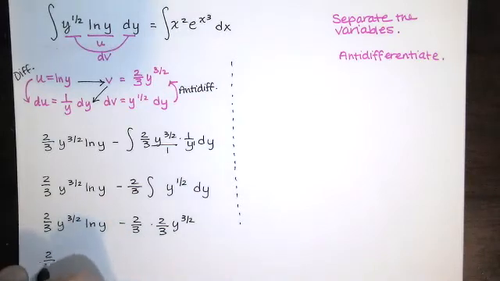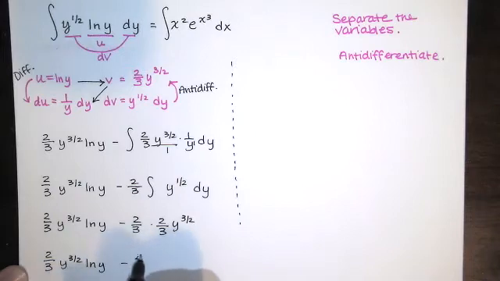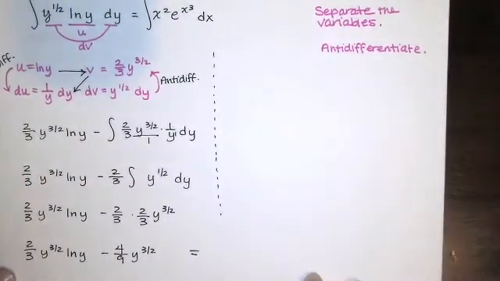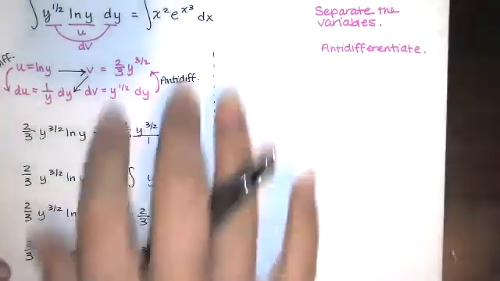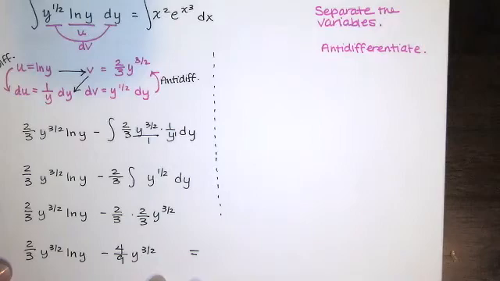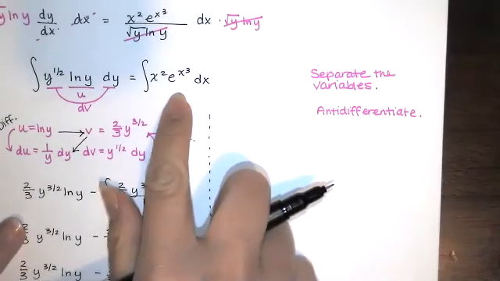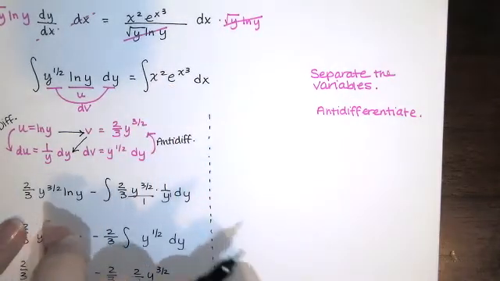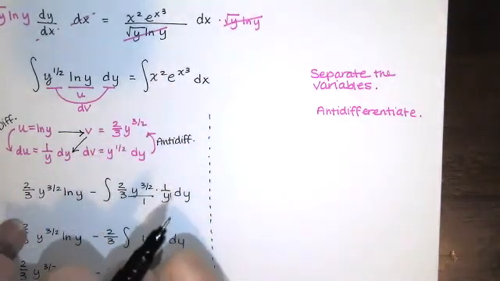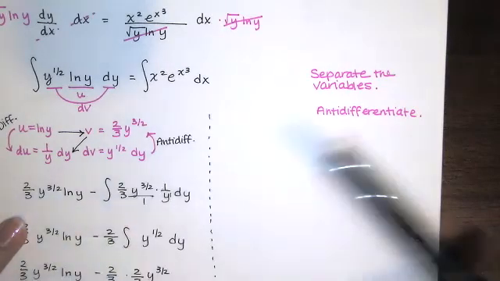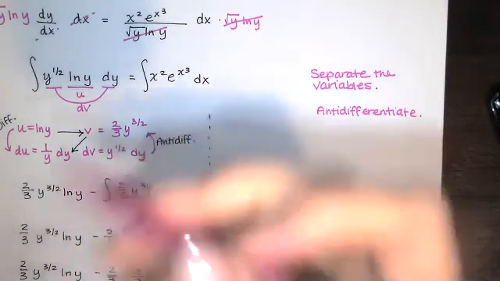So we'll have 2/3 y to the 3/2 times natural log of y minus 4/9 y to the 3/2 equals that function of x that we're going to get on the right-hand side. Okay, so that is our left-hand side. On the right, we ask ourselves, do we have a basic rule for that? And we don't, because it's a product. And then the next thing we say is, can I use U-substitution? And it turns out I can.